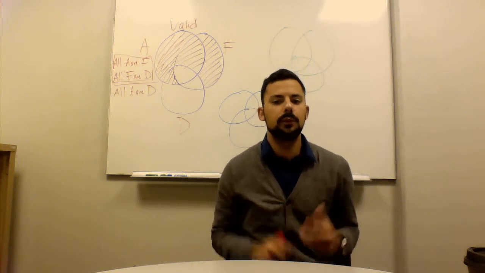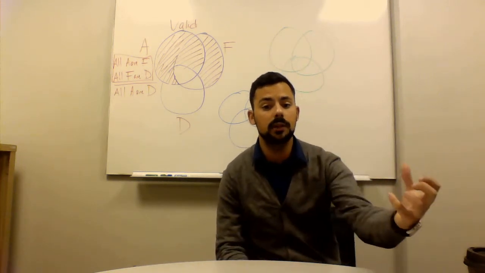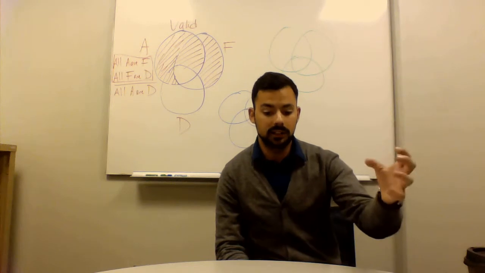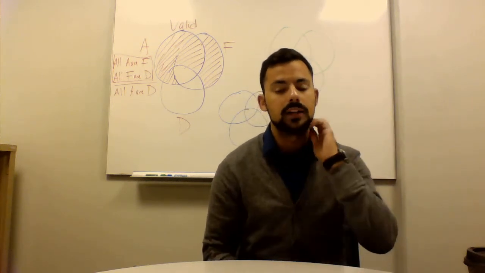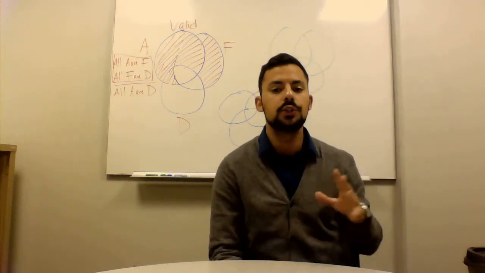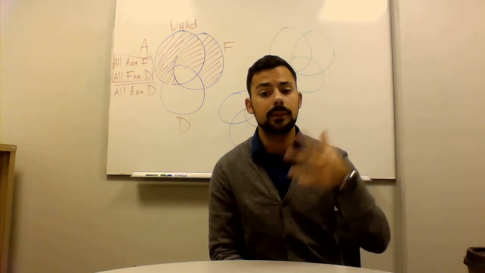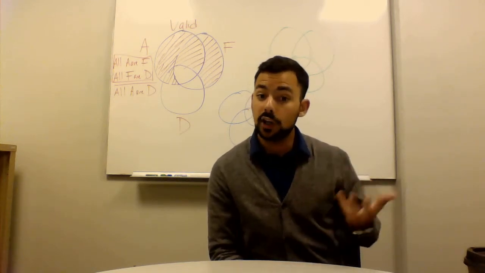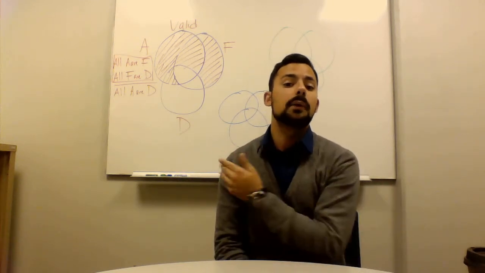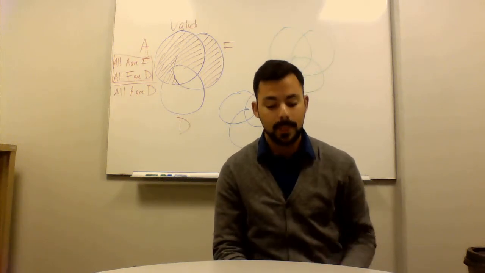So that's what I mean when I say we don't diagram the conclusion directly as it's stated, right? We don't actively diagram the conclusion, but by diagramming the premises, if the argument is valid, it should already be diagrammed for us in a way, okay?